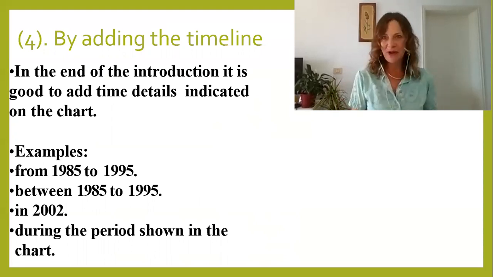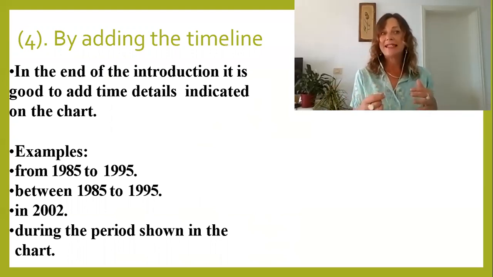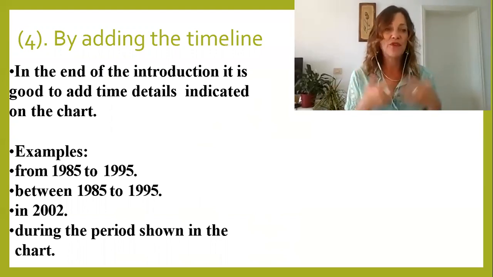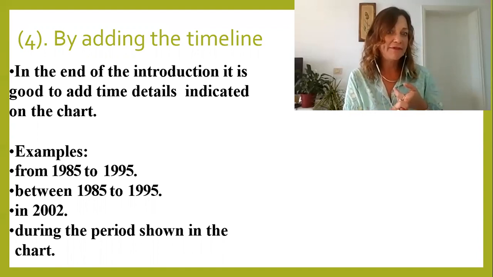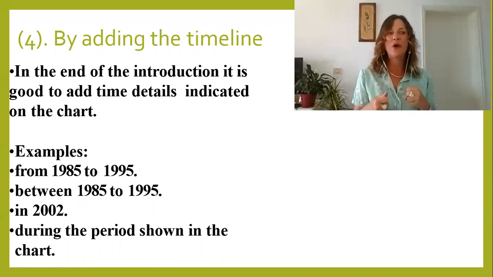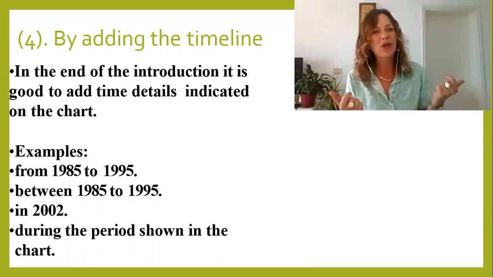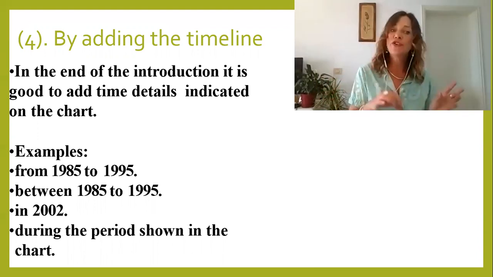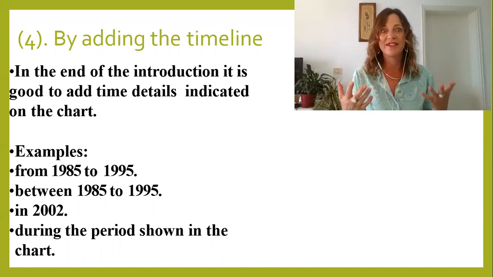So let's move on to tip number 4. We can add a timeline. At the end of the introduction, it is good to add a timeline, details that are indicated already in the chart. So for example, it could be from 1985 to 1995. It could be between 1985 and 1995, or in, if it's just 1 year, in 2002, for example. Or even you could just say during the period shown in the chart, if you don't want to write all of the years.